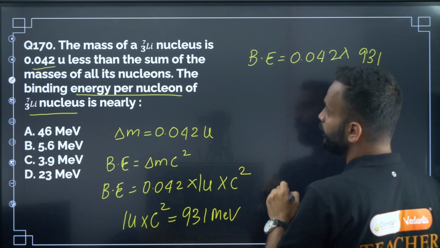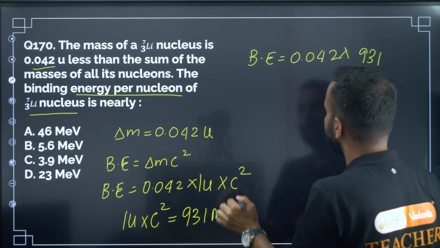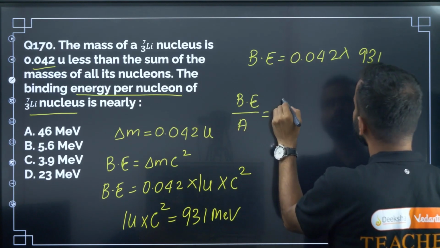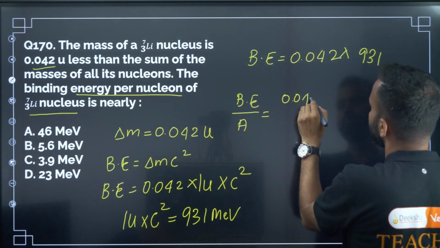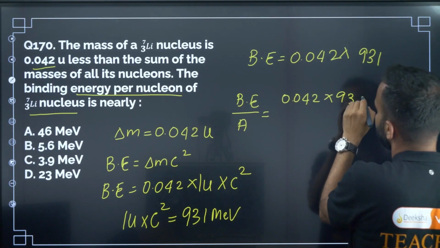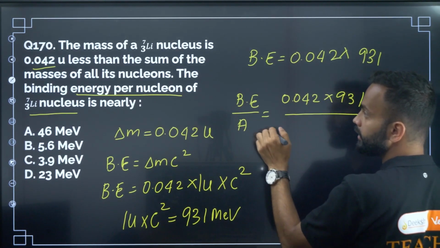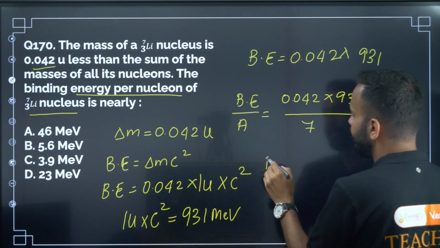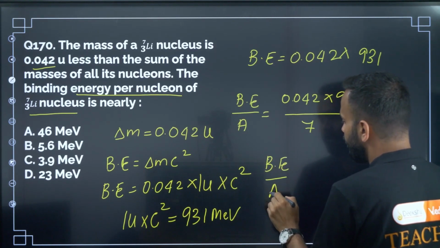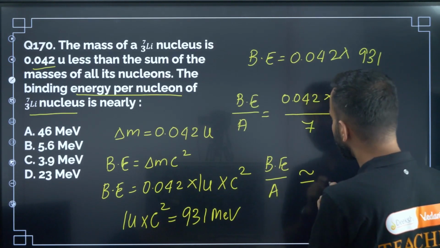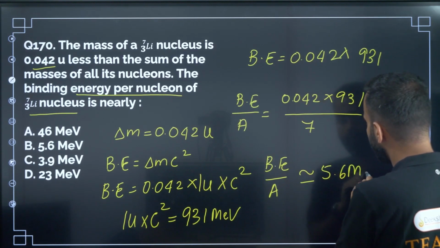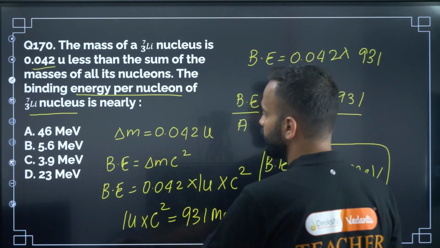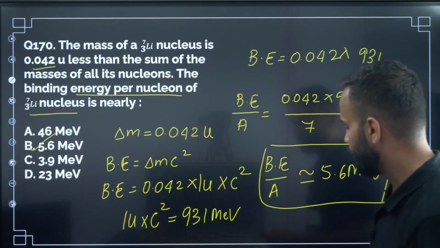Now we need to find the binding energy per nucleon. So binding energy per nucleon = 0.042 into 931 mega electron volt divided by A, and A is, in this case, 7. Solve this and you will get approximately 5.6 mega electron volt. So option B is the correct answer.